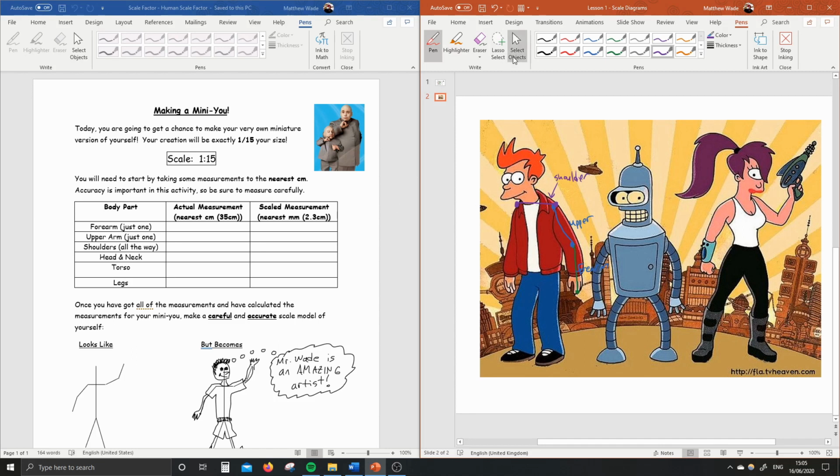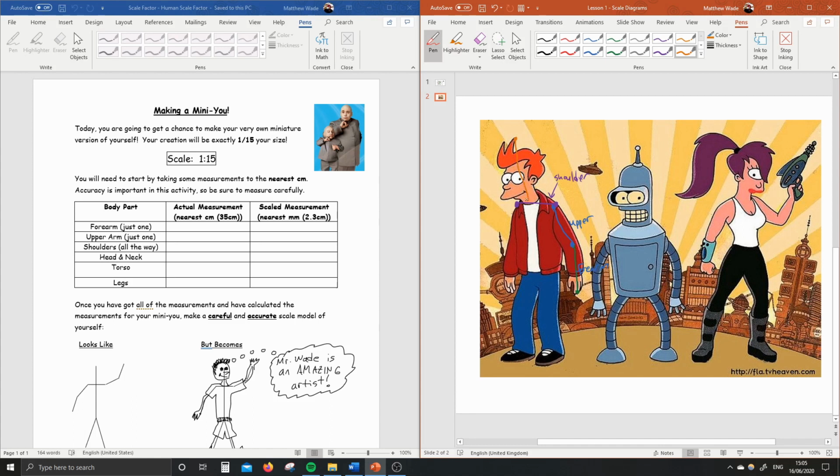Your head and your neck together, so right to the top. Maybe if you've got big puffy hair like that, you could include it. Just make sure that you include your puffy hair as well, because then you can draw your hair as it is in real life onto your picture too.